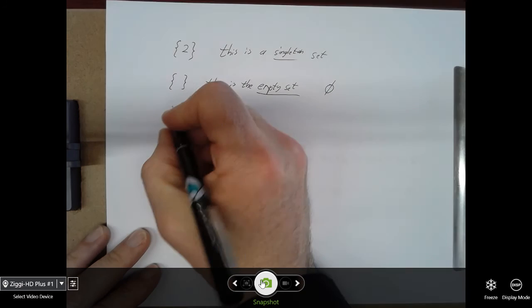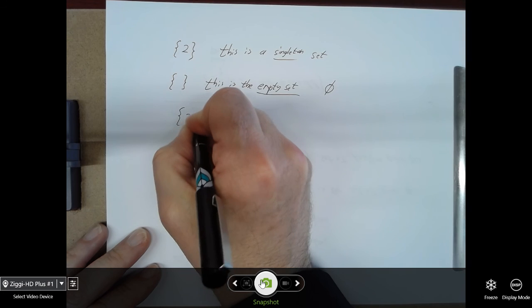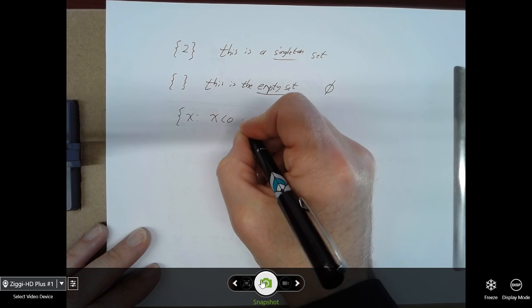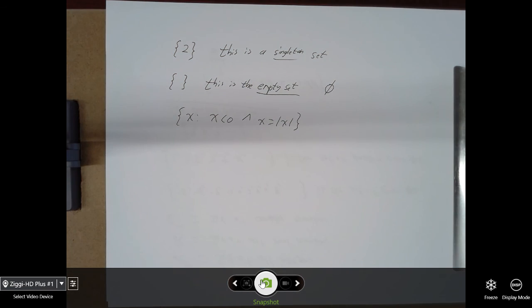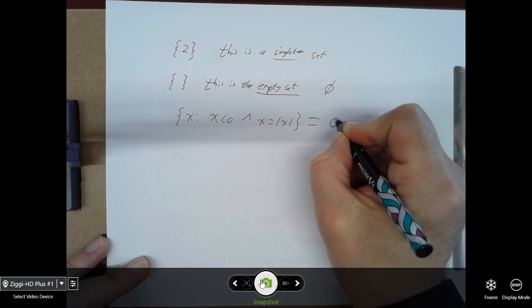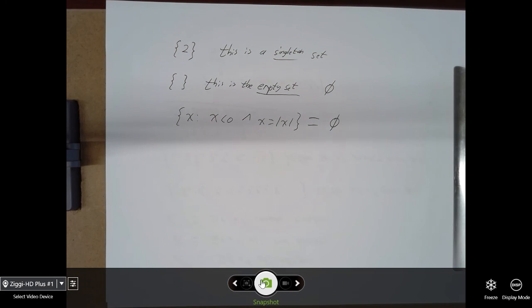So set builder notation, set of all x such that x is less than 0 and x is equal to the absolute value of x. So we want all the negative numbers that are equal to their absolute value. Is there any such x? Right, if you have a negative number, its absolute value is the negative of that number, so it can't be equal to its absolute value. So this is another way of writing the empty set. So empty sets do pop up, and they're actually pretty interesting.